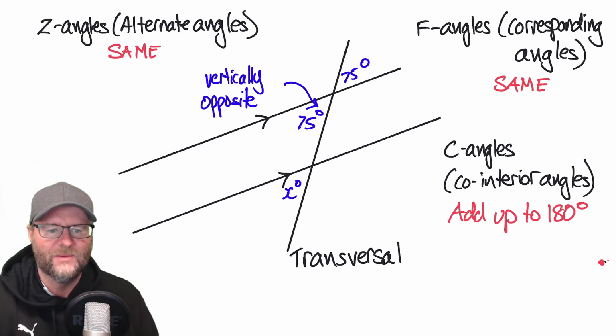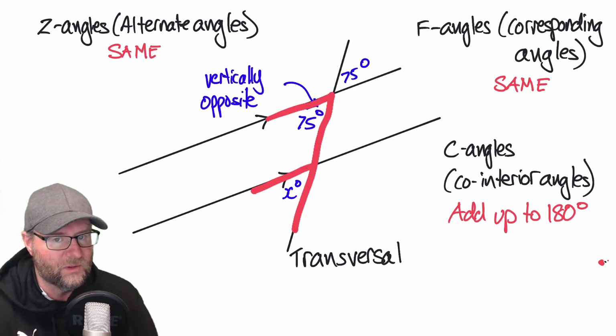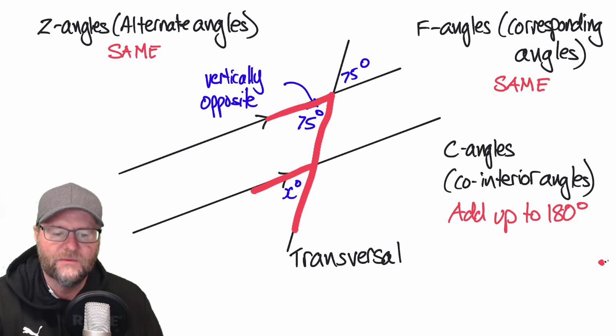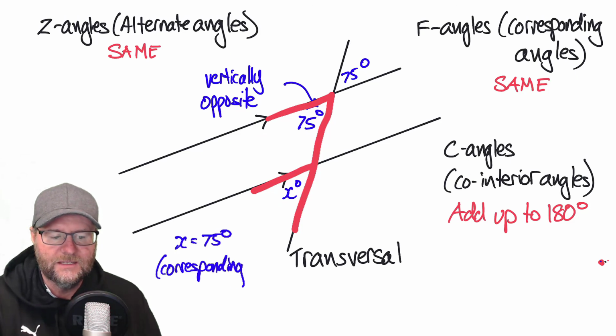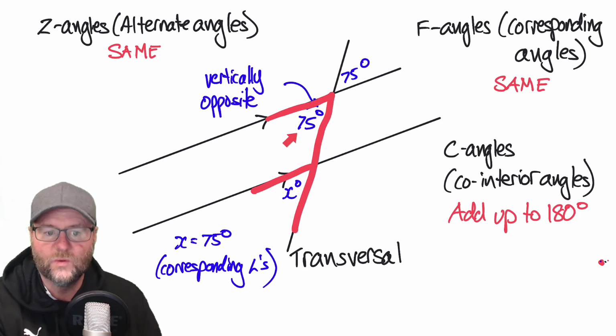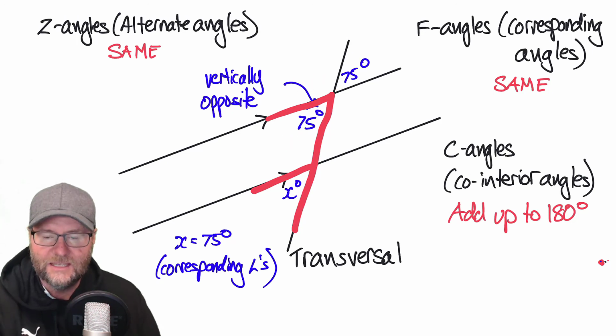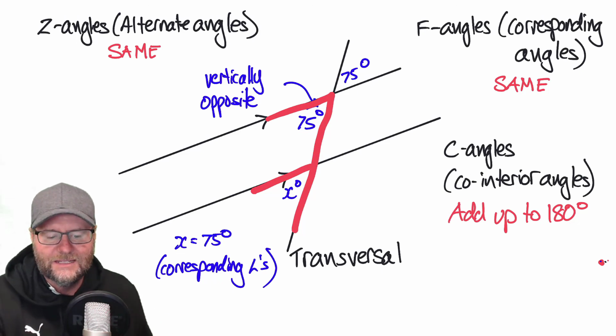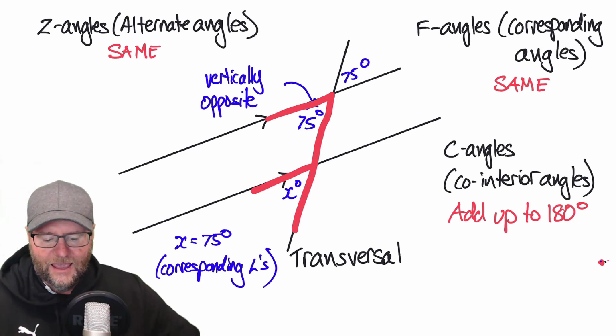Well, now I can see my back to front F. I've got some corresponding angles. So if this is 75 because it's vertically opposite, this must also be 75. And my reason is it's a corresponding angle to this angle, which was vertically opposite to this angle. See the way they're connected? I had two different ideas that I applied to get down to my final answer.